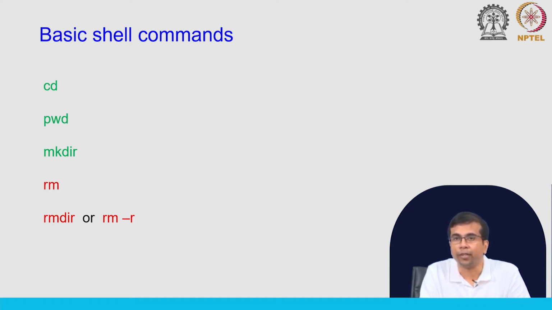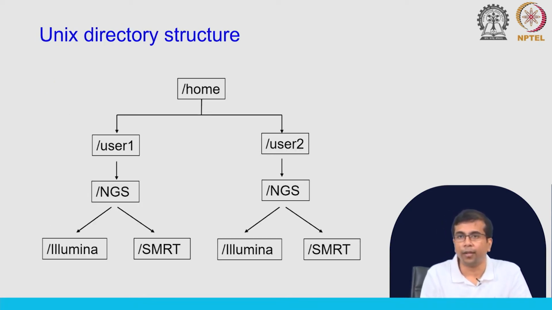Before you use these commands, I just wanted to talk a little bit about the Unix directory structure. This is important because then you will understand better where we are going. Like Windows, you have a folder, then you have subfolders, and so on. Similarly, in the Unix directory structure, you have home at the top, then you can have user 1, user 2, multiple users in the Unix system. You can have ng's subfolder under user 1 and user 2, and then you have, let us say, Illumina and SMRT under ng's for both users.